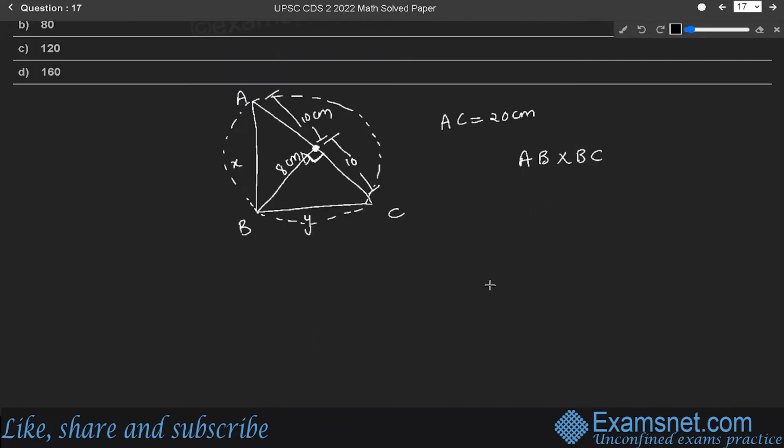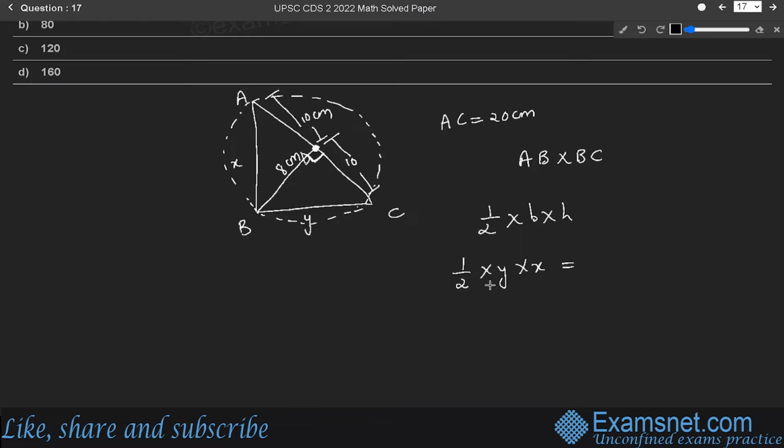Now we have to just use the formula for area of a right angled triangle. Can you tell me what is the formula for area of a right angled triangle? The formula is half into base into height. Now let us consider BC as the base and AB as the height. So it will be half into Y into X.